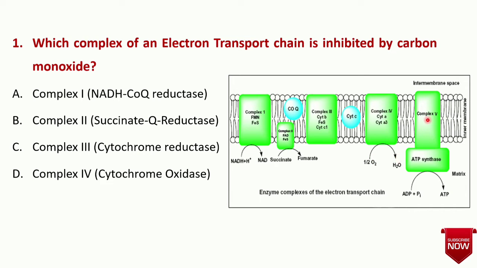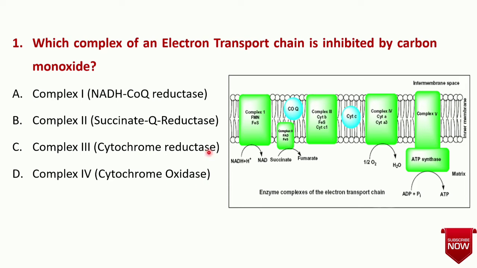And in complex 5 we can observe the ADP combining with the phosphate, converting into ATP by the ATP synthase. So here in this first complex the NADH CoQ reductase is involved, and here the succinate Q reductase is involved. And in complex 3 you can observe the cytochrome reductase enzyme is involved, and in complex 4 cytochrome oxidase is involved.